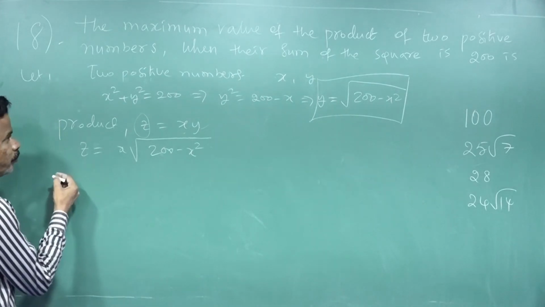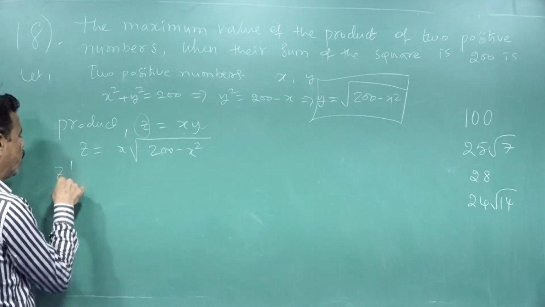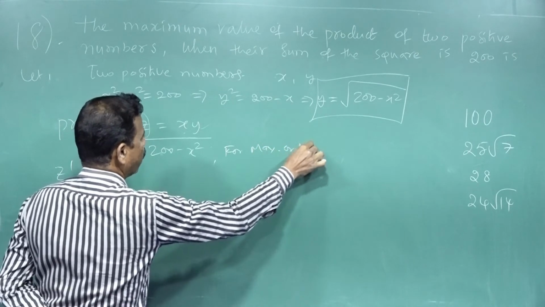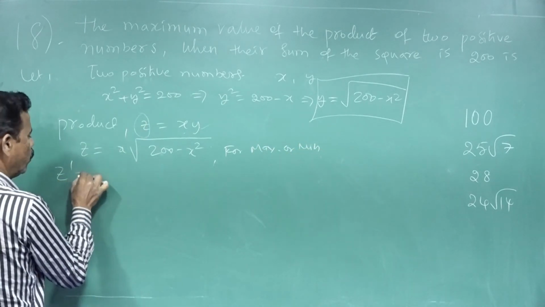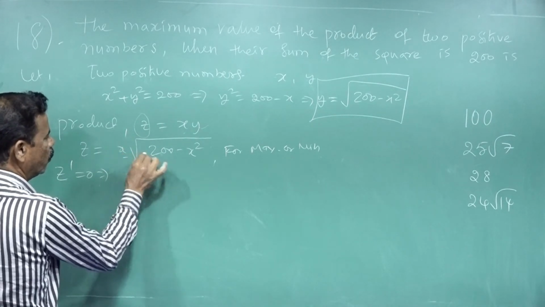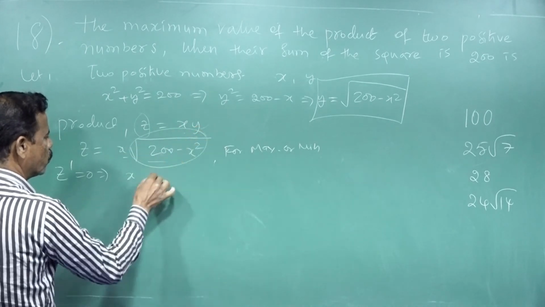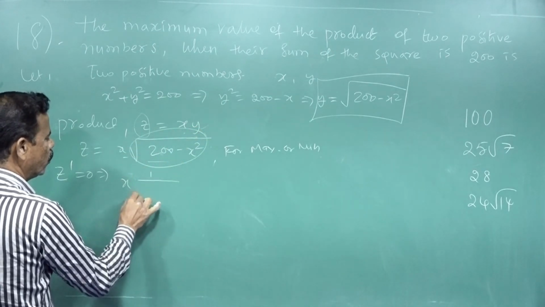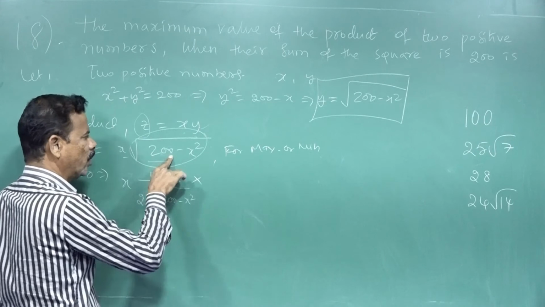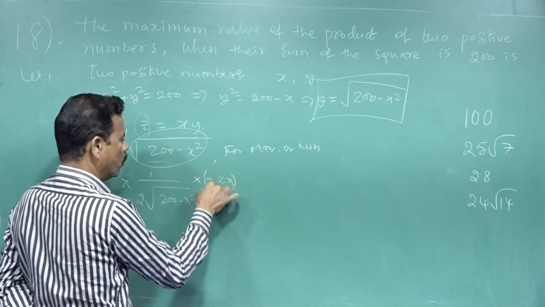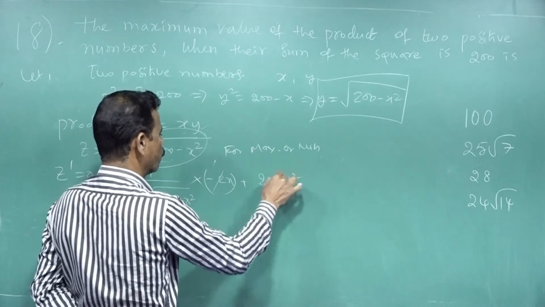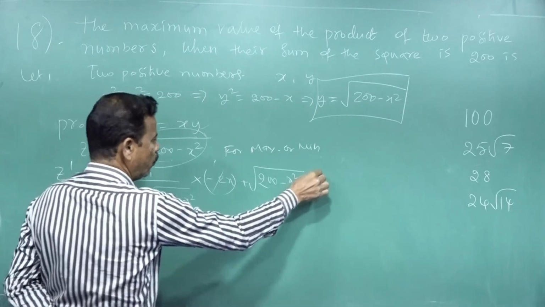So first derivative, after the first derivative what is coming? z dash, for maxima or minima. For maxima or minima, we should set the first derivative equal to 0. What is the first derivative? Using the x into v method: this root derivative is 1 by 2 root of 200 minus x square, again the inner derivative of 200 minus x square is minus 2x. So the 2 cancels here. After that, this is 200 minus x square under the root. After that, the derivative of x is 1.